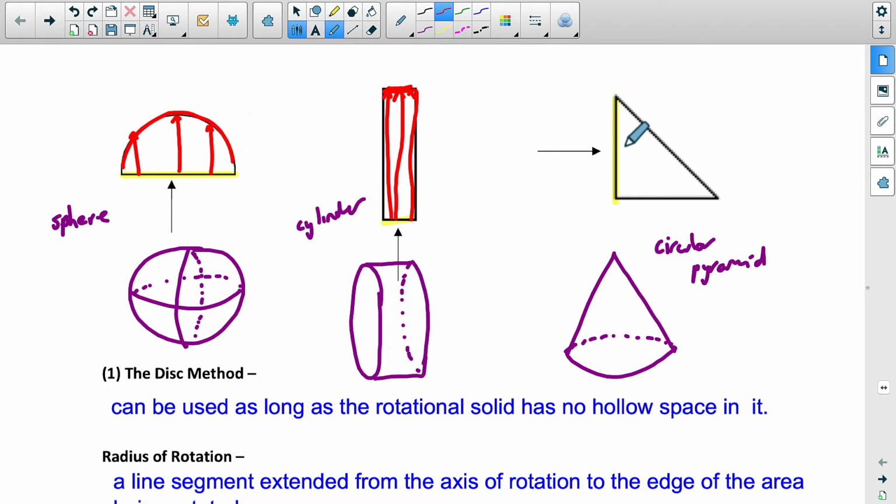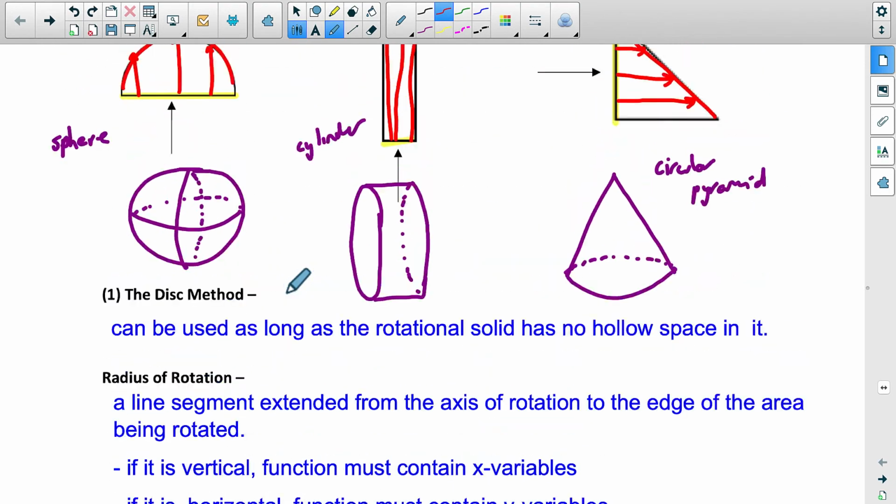On this one, you're not going to have vertical lines for your radius of rotation. You're going to have horizontal lines. And again, I know that the length makes a difference here, but our function will take this all into account. So this is the edge right over here. Here's our axis of rotation, and this is the edge of the area being rotated over there.